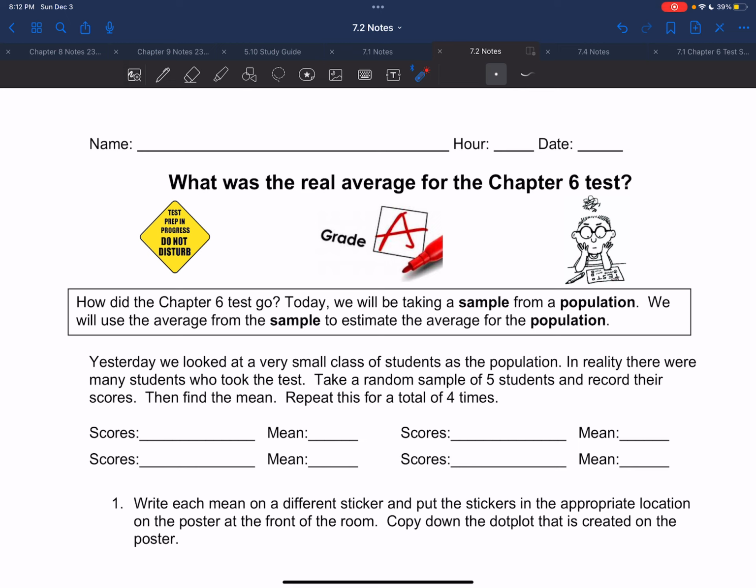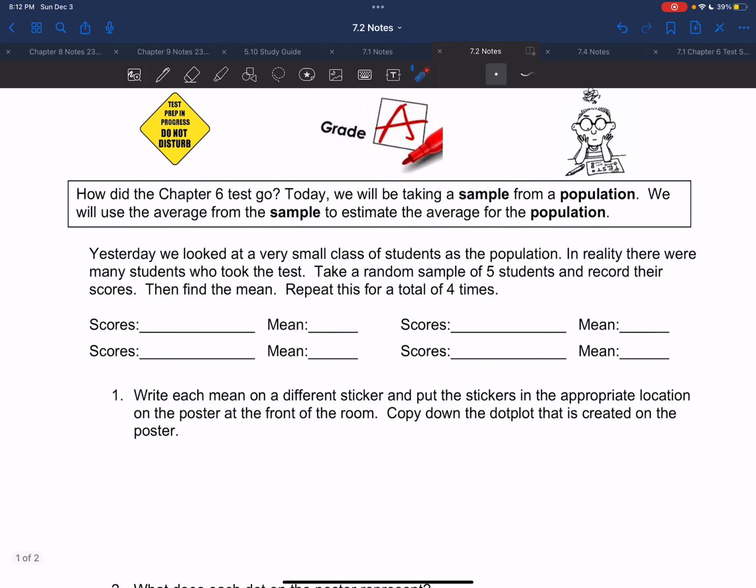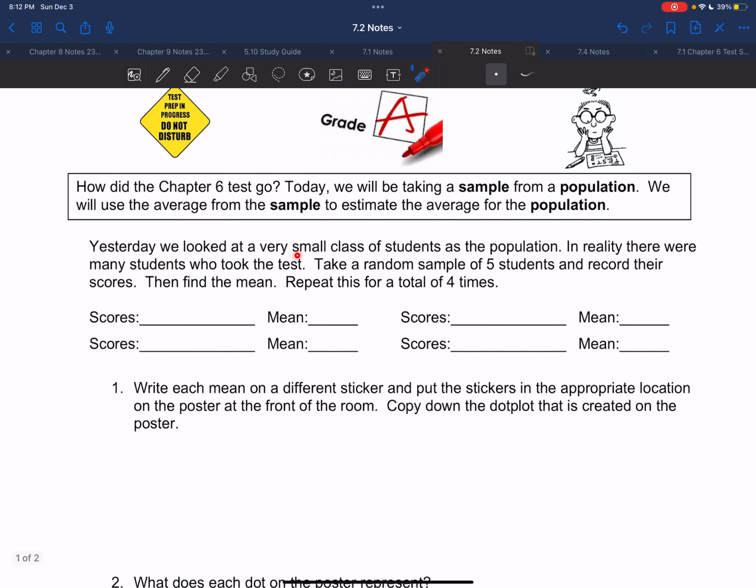So it's, again, same thing. How did the chapter 6 test go? Today we'll be taking a sample from a population, and we'll use the average from the sample to estimate the average for the population. So it says, yesterday we looked at a very small class of students as a population.